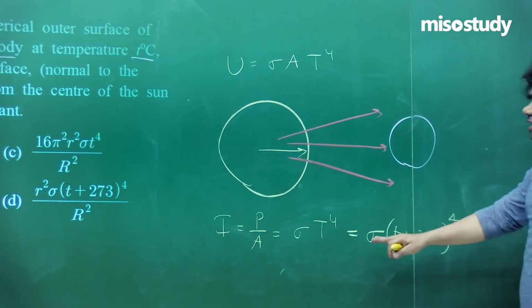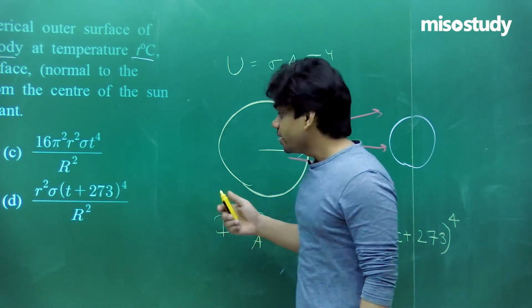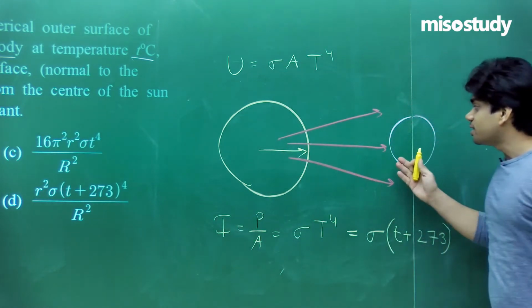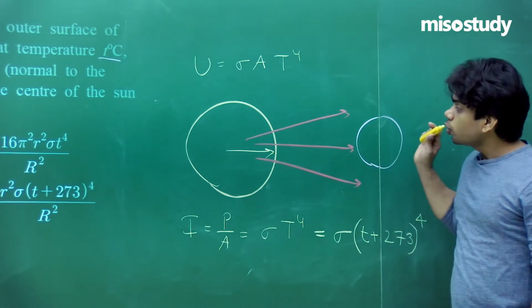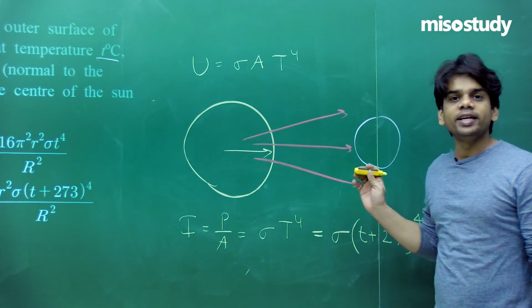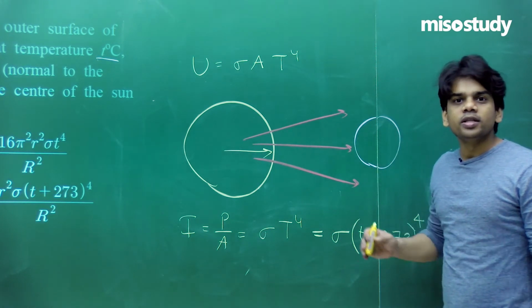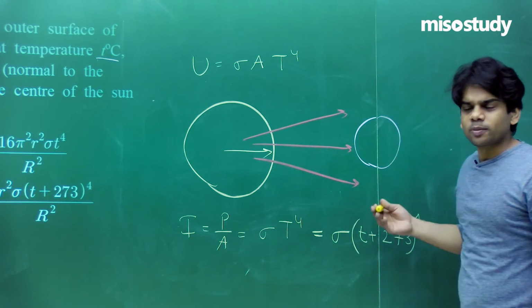Now see the intensity that we have obtained. This is the intensity at the surface of the sun. But here we require it at a distance that will be from here. We need to obtain this. So for that, the power that the earth is going to receive will be equal to intensity into the area up to where it is received. We have to multiply the area.